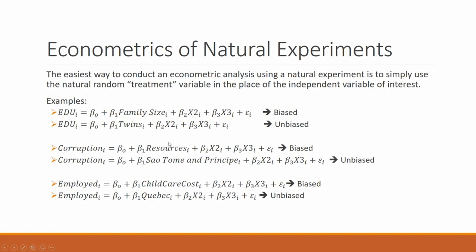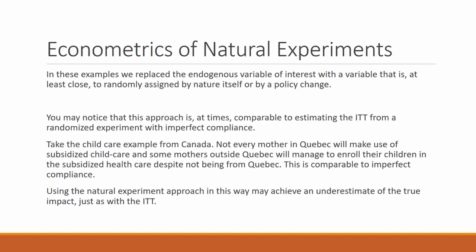In our second example, instead of using just natural resources, we selected a sample of two countries, Sao Tome and Principe and Cape Verde, that are very similar on average. And then we used Sao Tome and Principe as our treatment variable because they had just discovered oil. So we're using our natural treatment variable instead of the variable of interest. In our last example, instead of using childcare costs, which we know will be endogenous, we used a sample population of people that lived right on the border so that they're comparable, and then we used Quebec as our natural treatment variable.